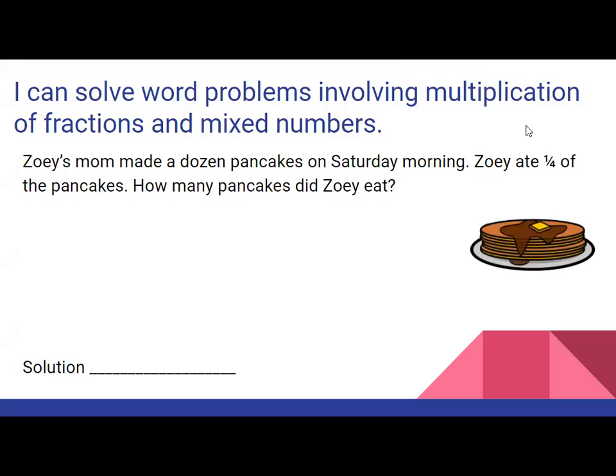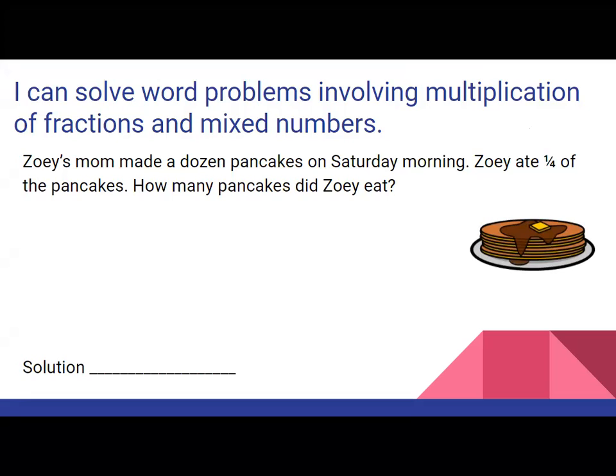Our I can statement is I can solve word problems involving multiplication of fractions and mixed numbers. So we're just going to jump right into some problems because that's the easiest way to get more familiar with working with these word problems: practice, practice, practice.